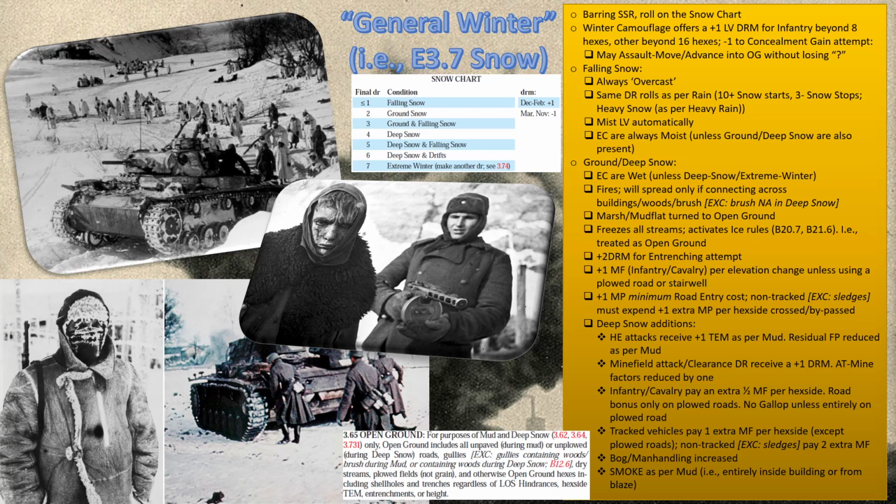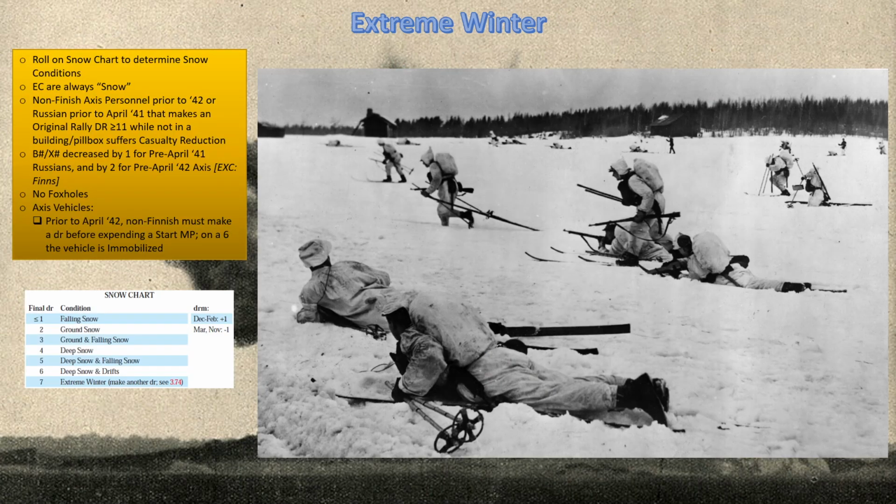It must be borne in mind that the +1 hindrance die roll modifier only applies if they do not qualify for any other positive terrain effect other than smoke. So for example, if you have height advantage, you don't get a +1. If you're inside a building, you don't get the +1 for camouflage. It's only open ground where you're not receiving any other positive terrain effect modifier. Finally, you get a -1 attempt DRM to your concealment. Let's look at extreme winter.